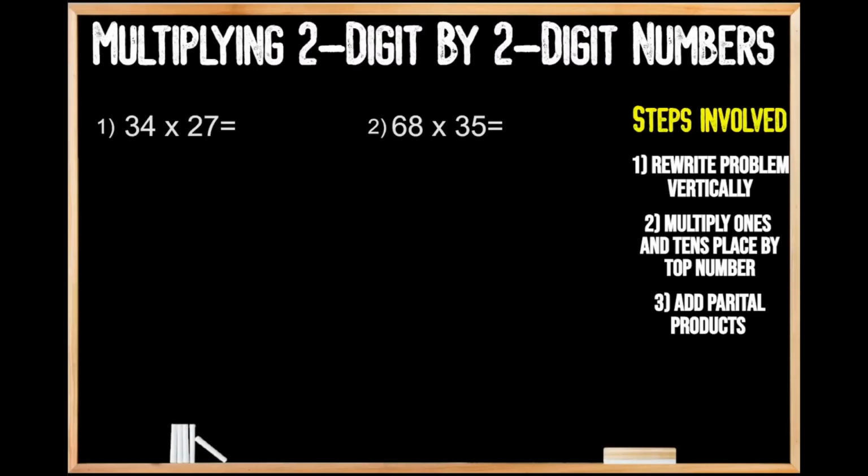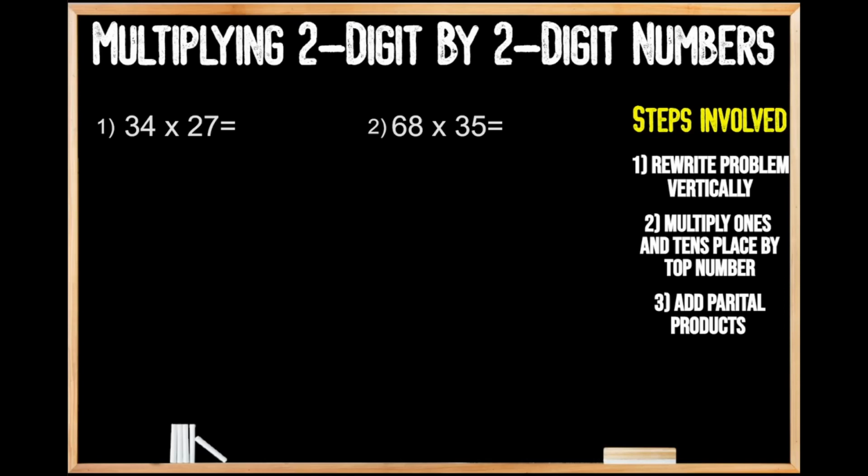Today we're going to be looking at how to multiply two-digit numbers by two-digit numbers. And by the end of this video, you'll know the steps involved when multiplying two-digit numbers by two-digit numbers. So let's get started. In question number 1, we're being asked to multiply 34 times 27.